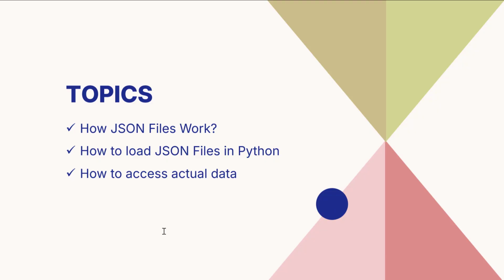So in simple terms, once a JSON file is loaded in Python, you can work with it exactly like normal Python data. So in this video, you have learned what JSON is, how we can create a JSON file, how we can read it in Python, and how we can actually access the data. And now you officially know one of the most important data formats used in modern programming.